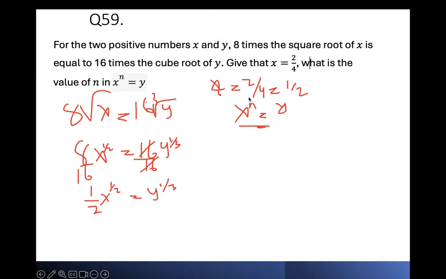But look at it. They told you x, this x here, is half. Oh, I see half here. I'm putting x there. That means x times x^(1/2) is equal to y^(1/3). This should be x^(3/2) is equal to y^(1/3). They just want you to remain y.